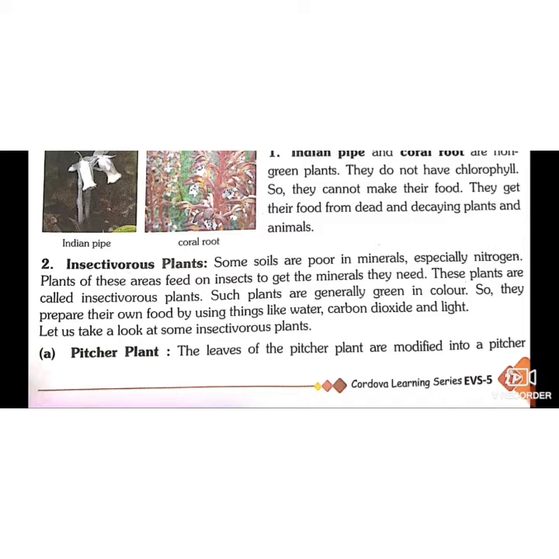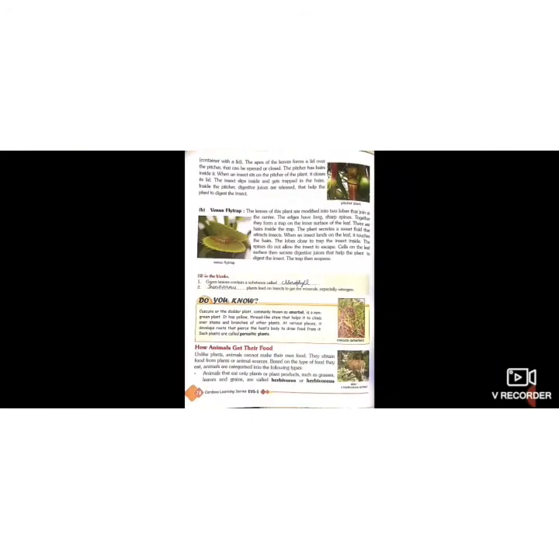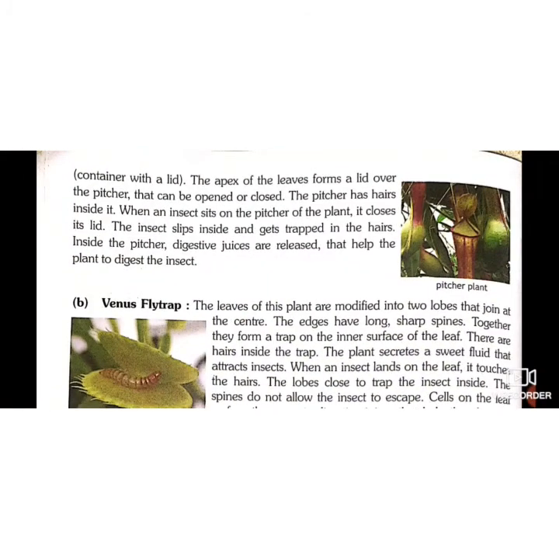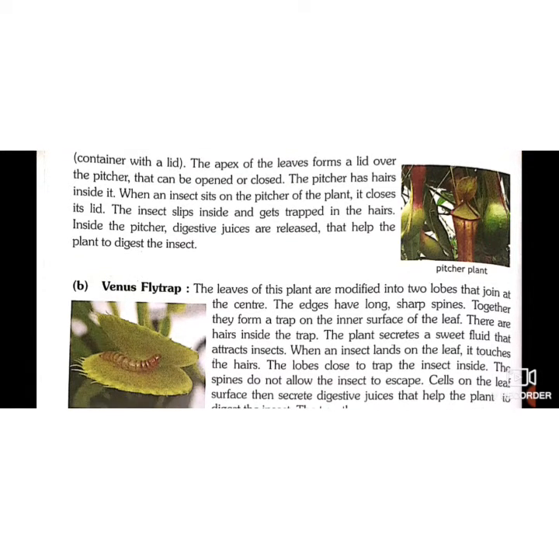So first is the pitcher plant. It looks like a pitcher. As you can see in the picture, that is a pitcher plant with a lid. The apex of the leaf forms a lid cover that can be opened or closed. The most important thing about insectivorous plants is that they have attractive colors, and they release a sweet juice which attracts insects towards them. So insects are attracted by the beautiful colors and the fragrance of that sweet juice.